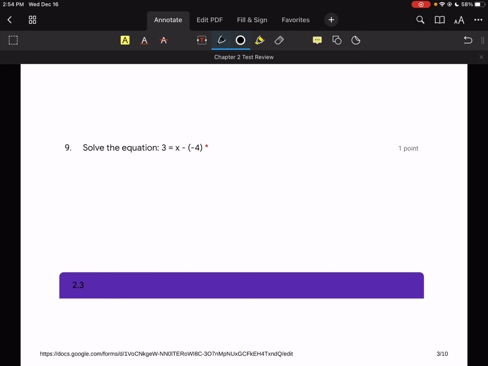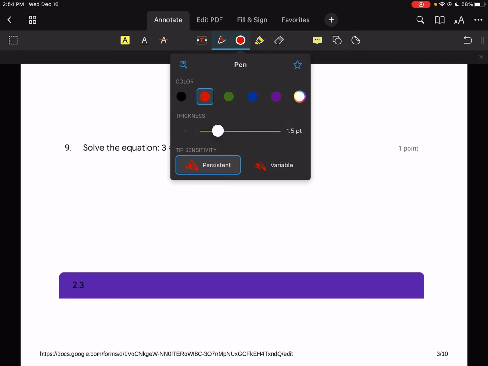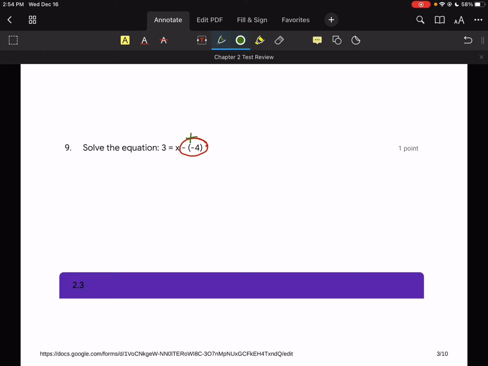Solve the equation. So in this particular case, I have this negative and then a negative. So really here I am adding. That's really a positive. So I'm really doing 3 equals x plus 4. So when I go to solve this, I'm going to subtract 4 from both sides. I'm going to have negative 1 is equal to x.